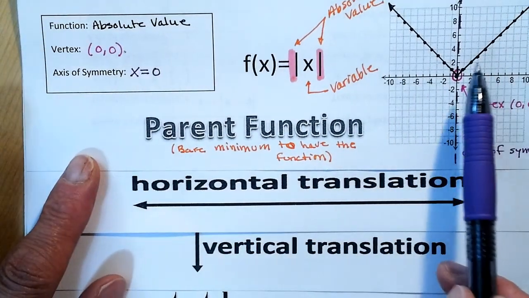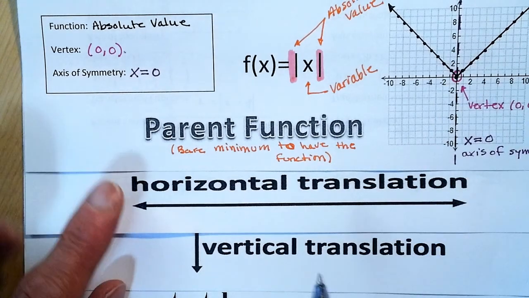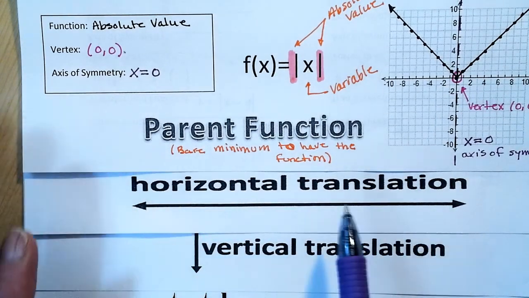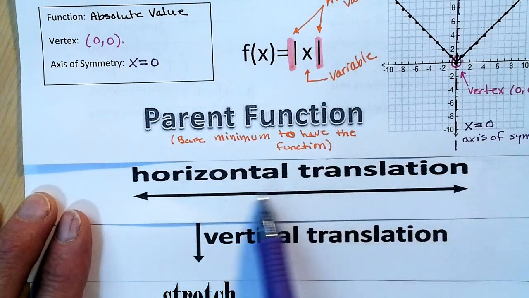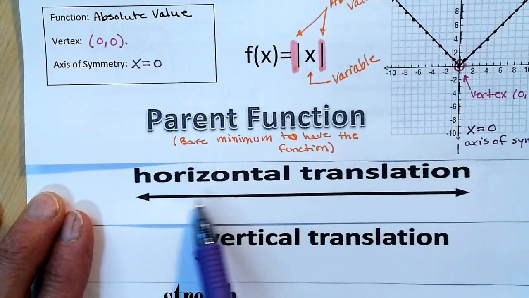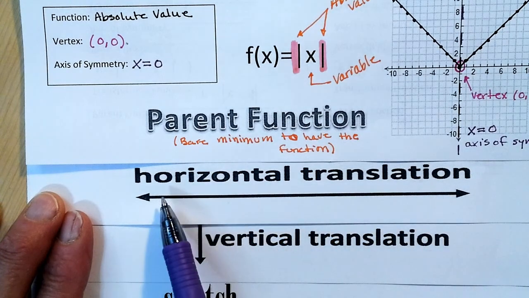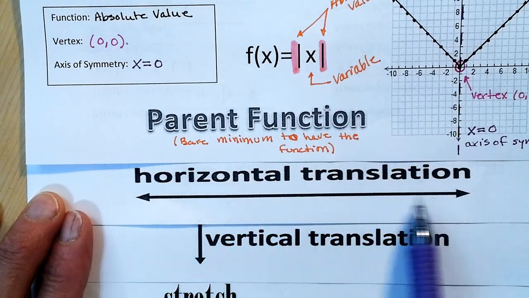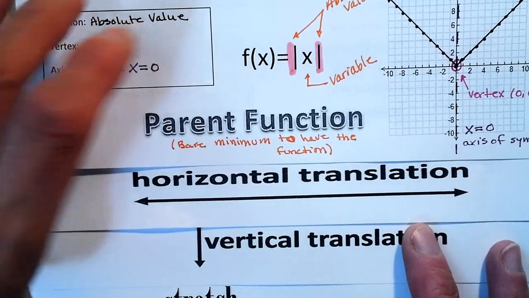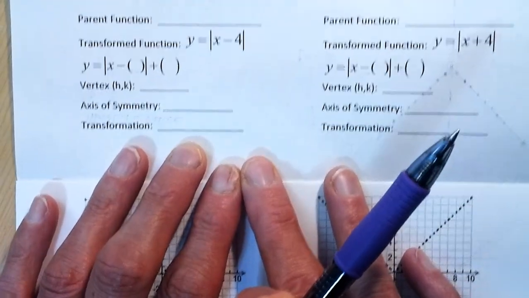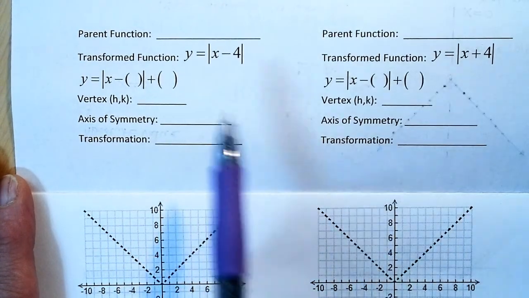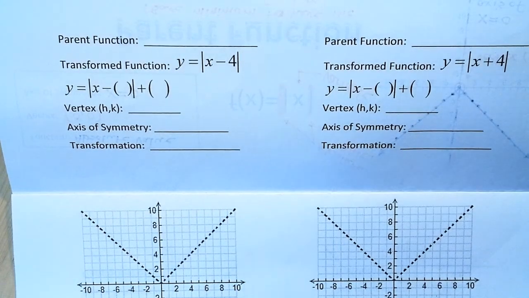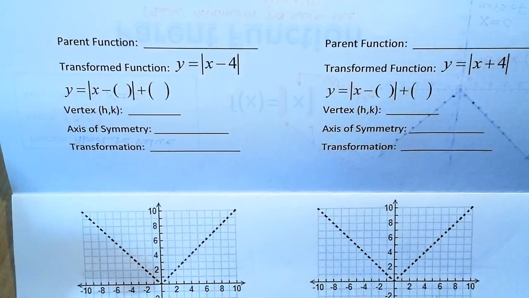Now I'm going to be comparing everything to my parent. Let's look at horizontal. If you notice horizontal, I have something that looks like the x-axis. That means that my function is going to be translated, or moved, either to the left or the right, depending on how that equation is written. Okay, so let's go ahead and open up our foldable. Let's deal with the parent function, the function on the left.